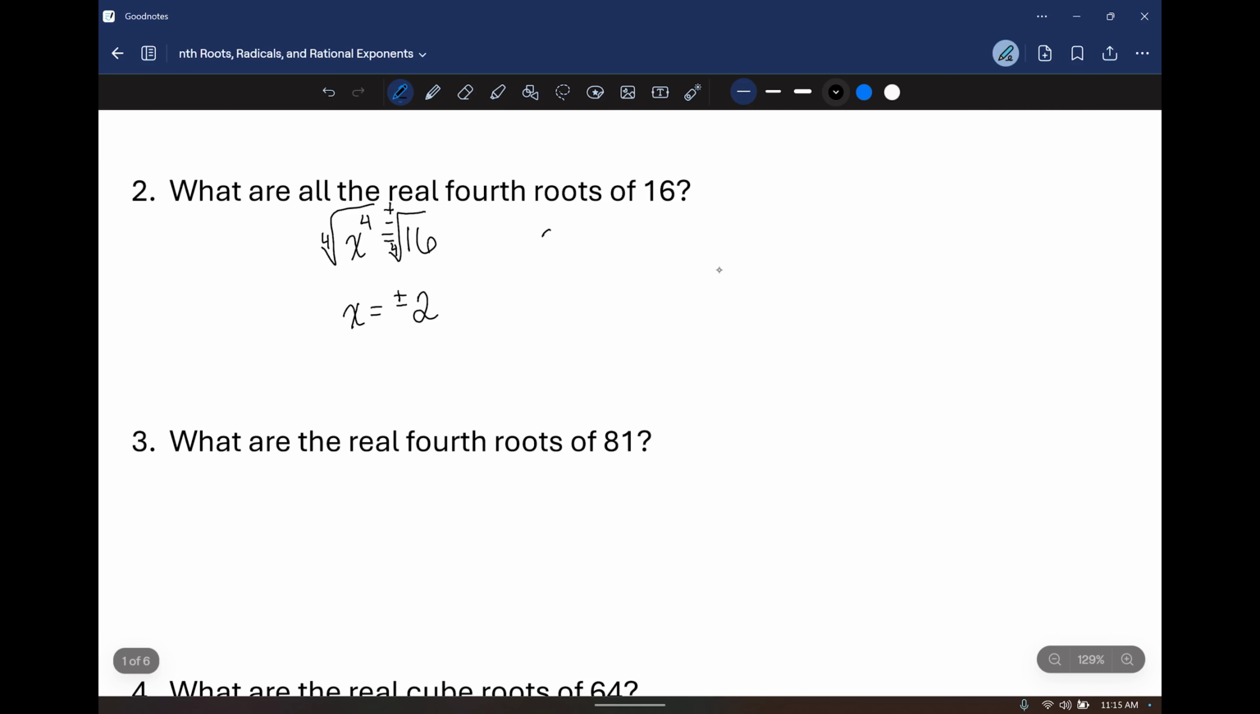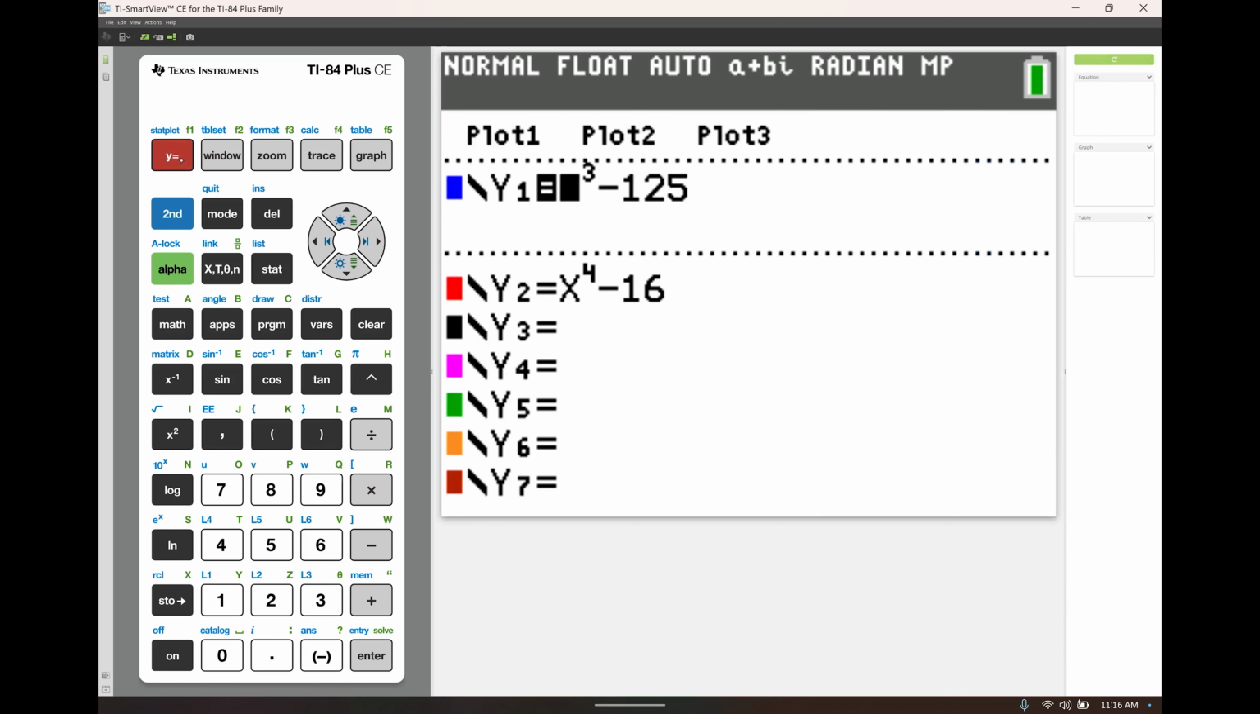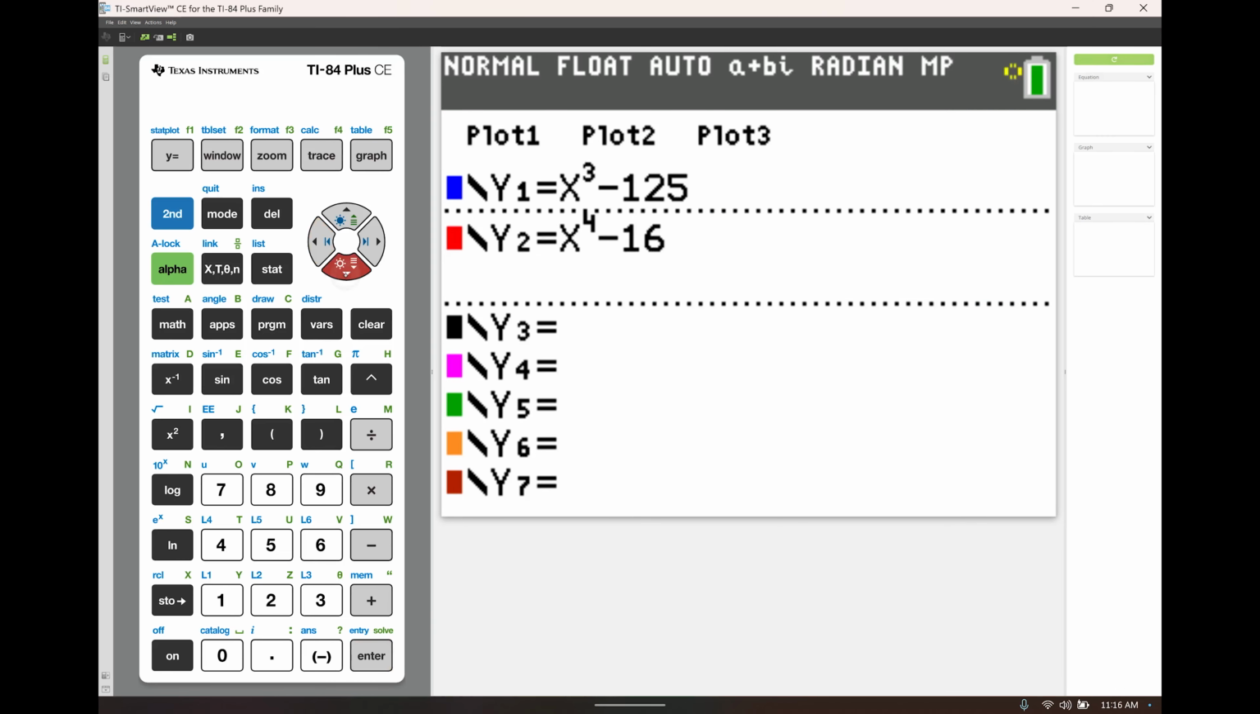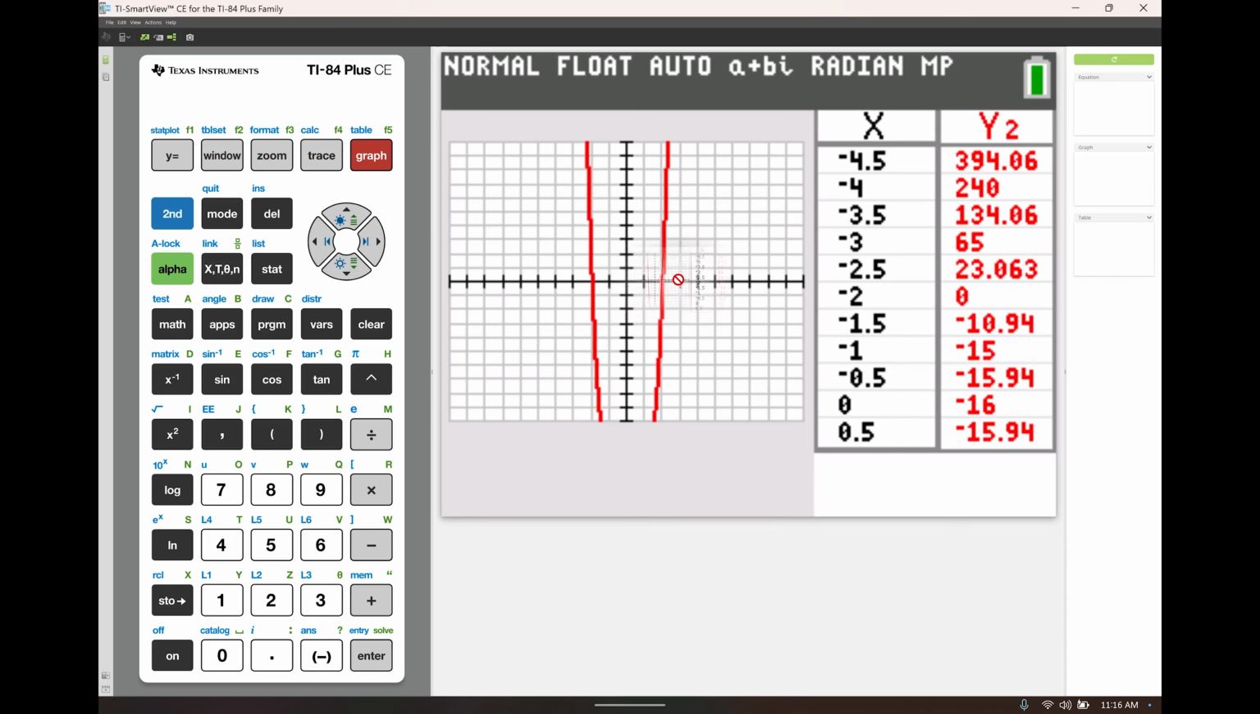Now I can do the same thing on this and see it visually. So I have x to the fourth minus 16 equals 0. So I'm going to graph x to the fourth minus 16, and I see that it crosses at 2 and negative 2.